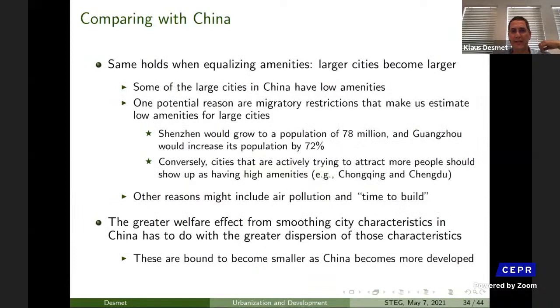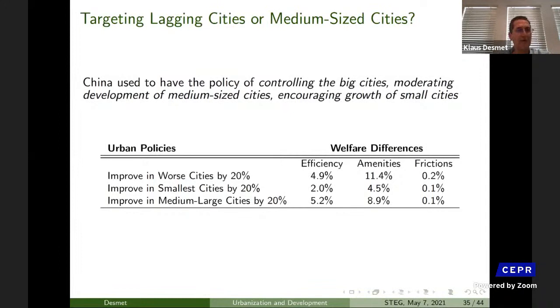Is the following. I just want to give you a flavor of what other types of exercises you could do with this framework. One thing we did is we compared a policy that would target lagging cities, meaning cities that are behind in terms of either efficiency, amenities, or frictions, versus a policy that would target either medium-sized or small cities, and tried to look at what would give us the bigger welfare effect.